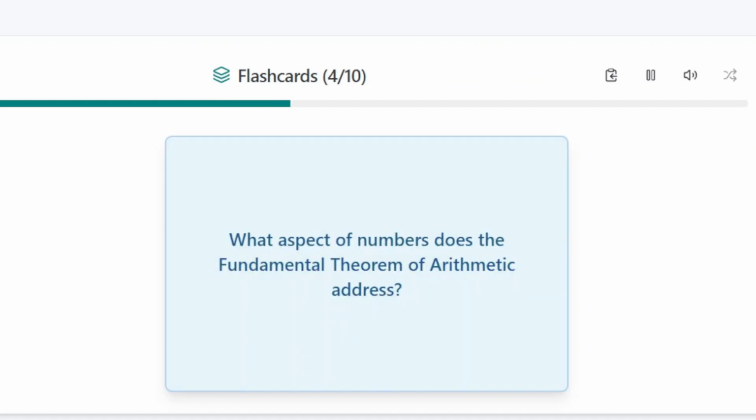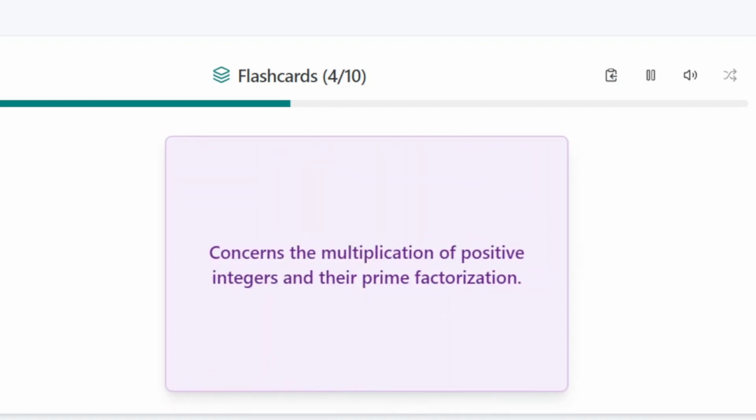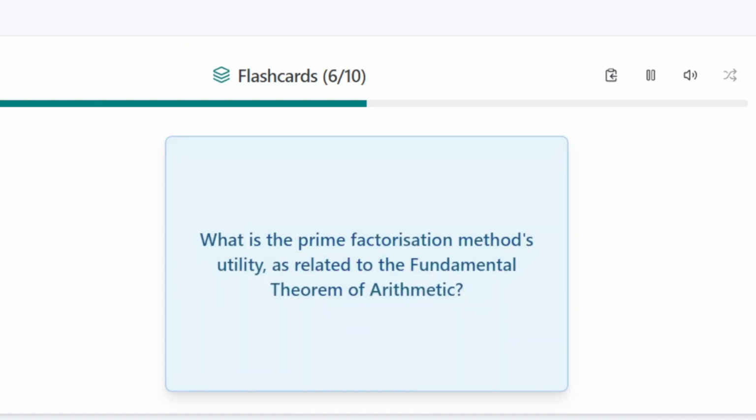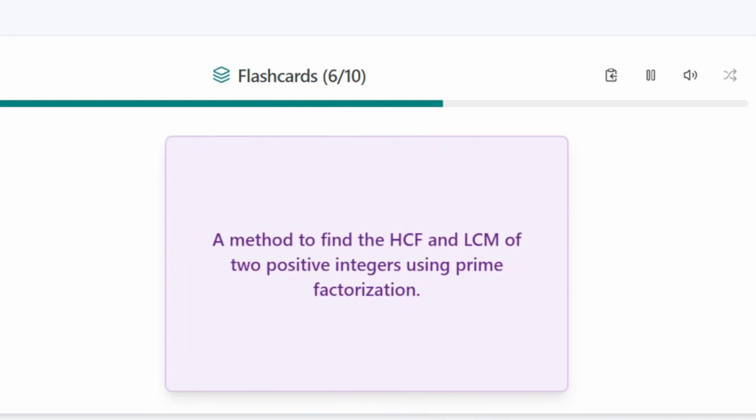What aspect of numbers does the fundamental theorem of arithmetic address? It concerns the multiplication of positive integers and their prime factorization. What is a practical application of Euclid's division algorithm? It is used to compute the HCF of two positive integers. What is the prime factorization method's utility, as related to the fundamental theorem of arithmetic? A method to find the HCF and LCM of two positive integers using prime factorization.